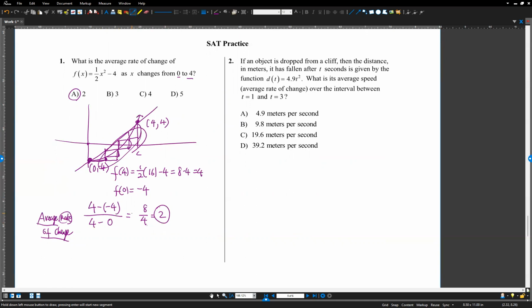Do you understand what average means? Average means they increased with the same amount. That's why we divided by 4, okay?